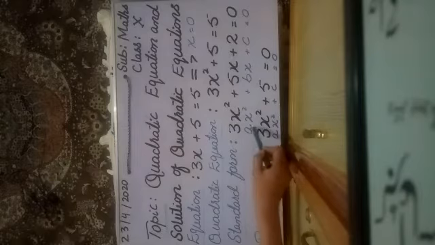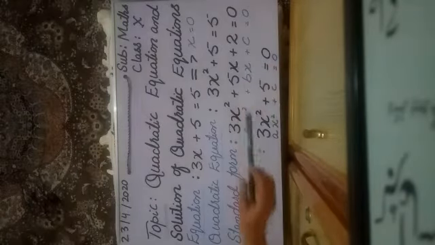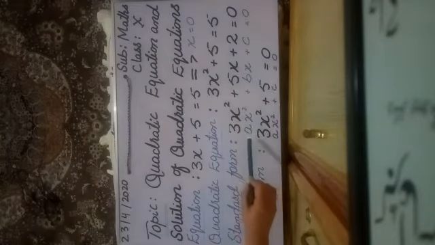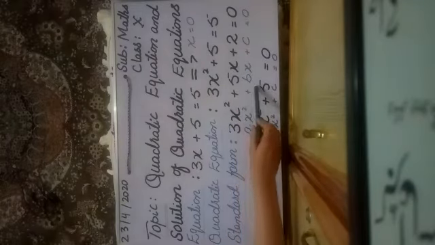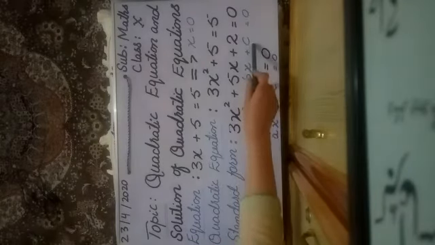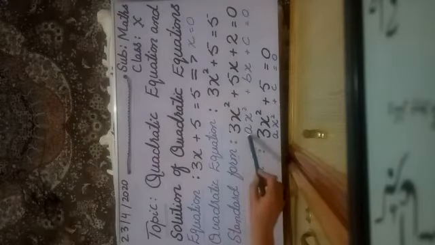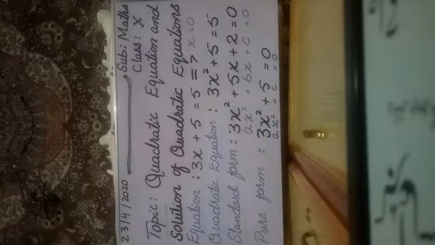Here the standard form is written as ax squared plus bx plus c is equal to 0, where a and b are real numbers and c is the constant term. Means here, a is what? 3, b is here 5.